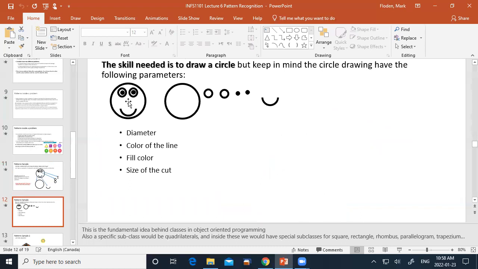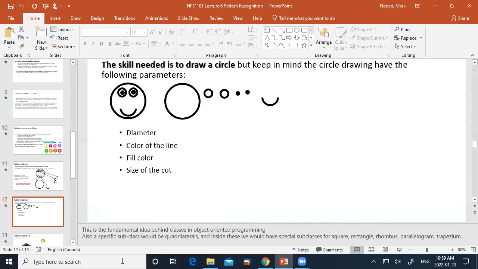So as it says, what do we need? You need to know the diameter, which is the distance across. The distance from the center of the circle out is the radius. Diameter is 2 times the radius. Then the color of the line, the fill color, and the size of the cut. The size of the cut is how far we go around the circumference. And am I missing anything? There are some notes there. I wanted to make sure I don't miss the notes.